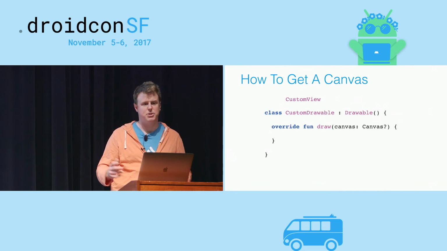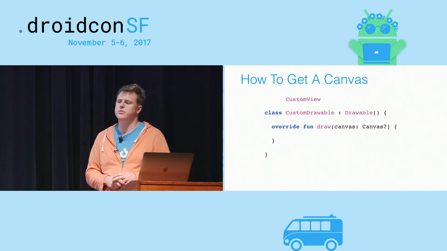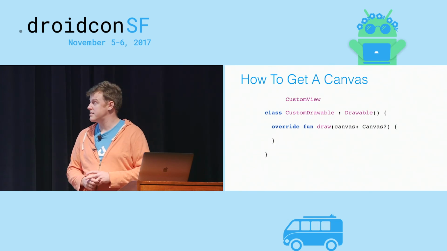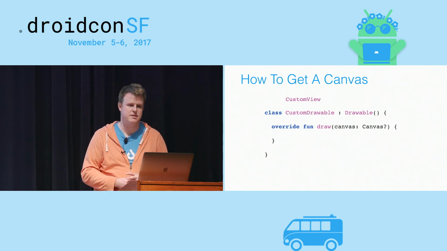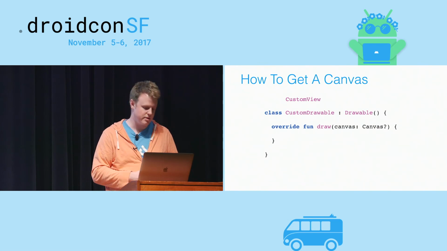Another way to get it is a drawable. You make a custom drawable, and it has a draw method, very similar to the onDraw method in View, where it's given a canvas, and then you can draw to that canvas. You're sort of confined to the bounds of that drawable with the canvas.